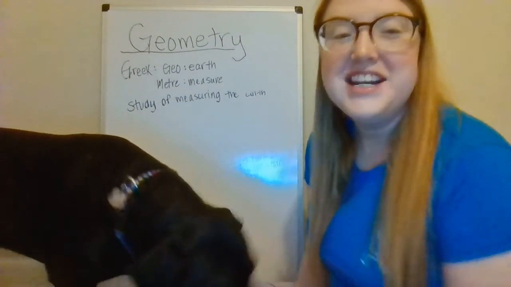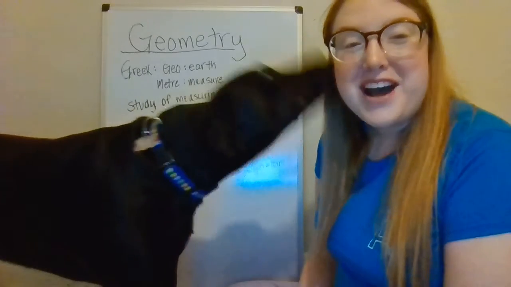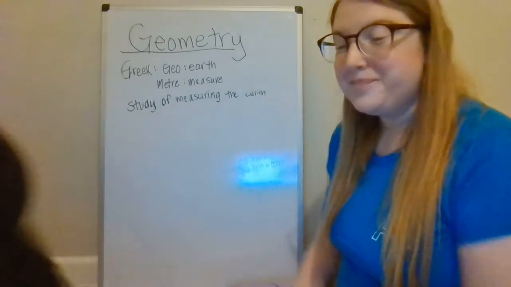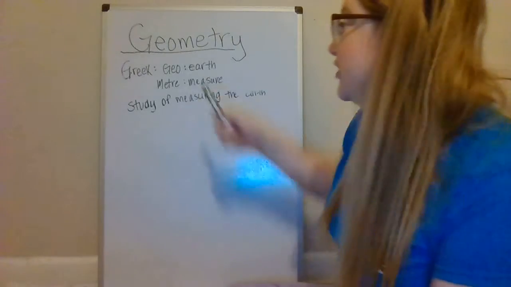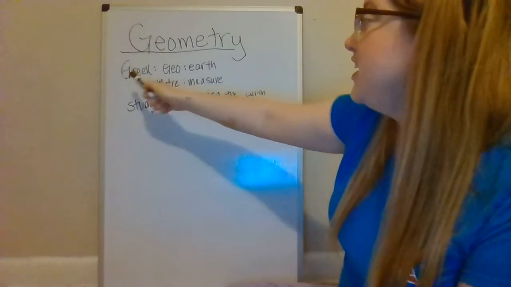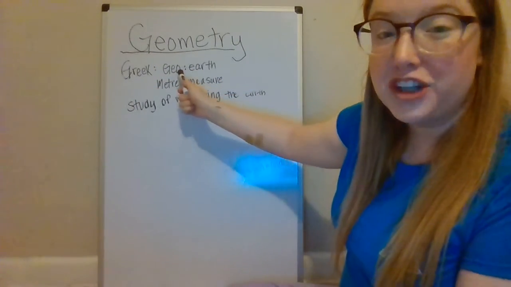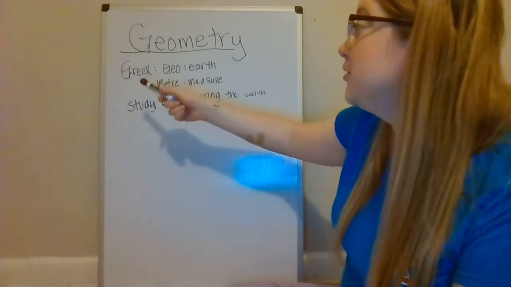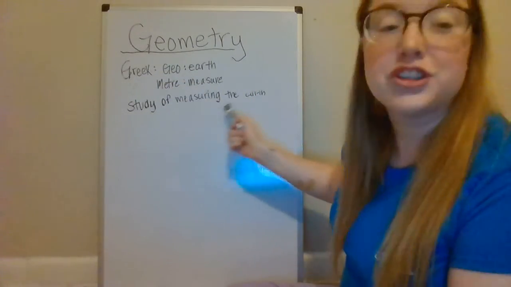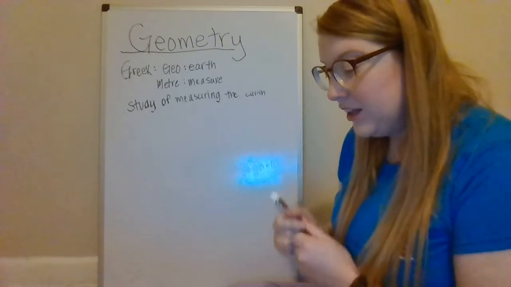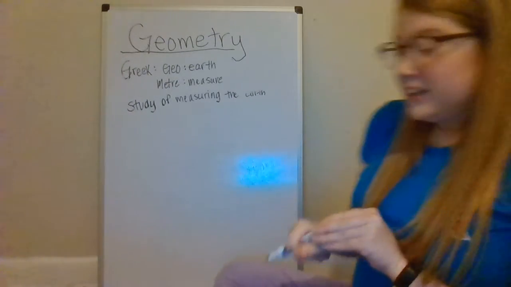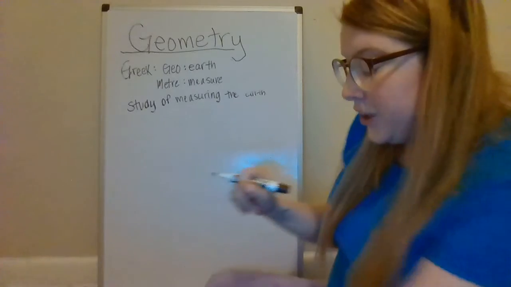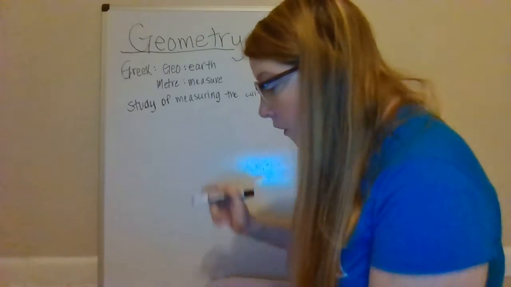Okay, all right. So we are learning about geometry today. Just to remind you, geometry comes from the Greek words geo, which means earth, and meter, which means measure. So geometry is the study of measuring the earth. In your lesson, you're going to be going over some shapes.